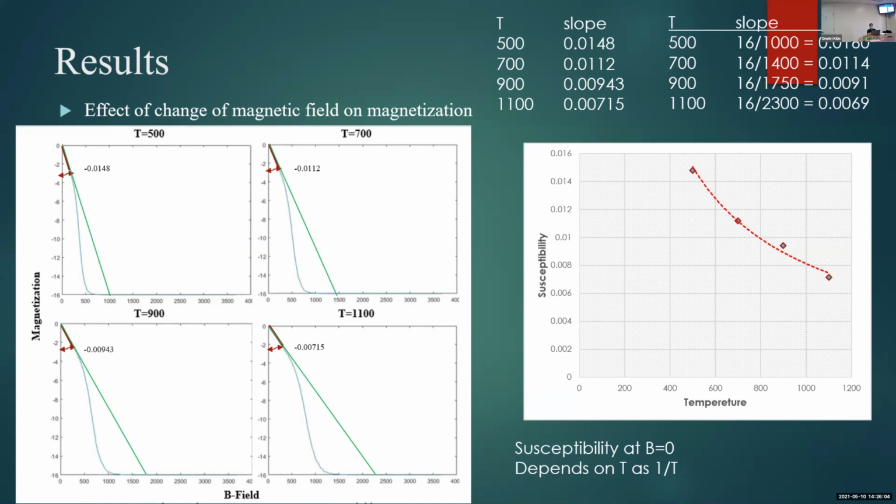Magnetization for the small magnetic field is proportional to the magnetic field, as I said before in the last two slides, which is consistent with Curie's law. The right-hand side figure shows the calculated susceptibility, which fits nicely in the hyperbola function. And as you see, the results are consistent with Curie's law.